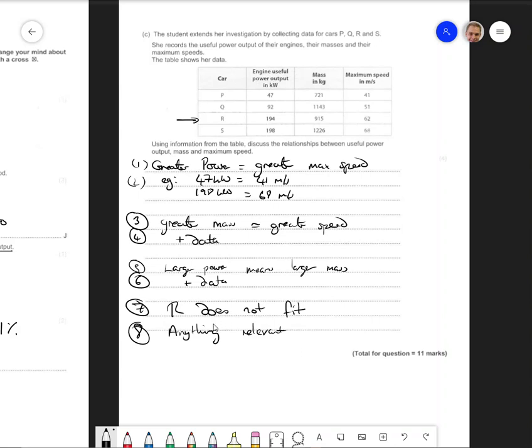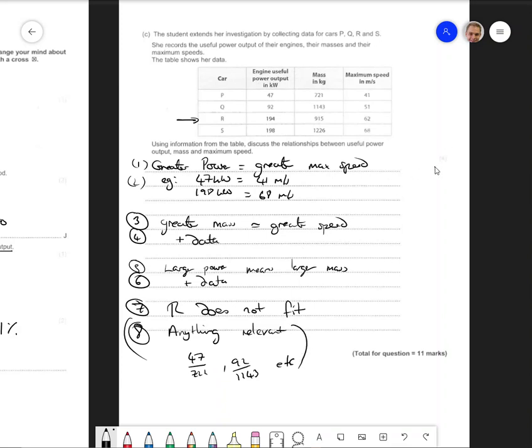Okay, any kind of further relevant thing that you might do in terms of your calculations. So you might do a power to mass ratio or a power to speed ratio. You might do some form of analysis that's a little bit greater. If you were very bored, for all of these, you could go, what is the power to mass ratio? So you could say, I've got 47 over 721, and then 92 over 1143, etc. I am not terribly sure I would do that.